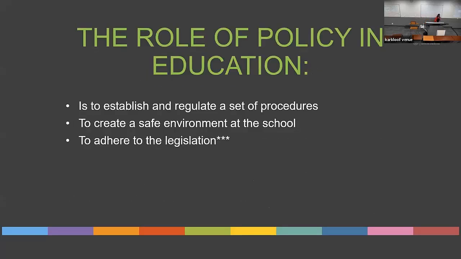Right. So the role of policy in education is to establish and regulate the procedures, to create a safe environment, and to adhere to the legislation. Why do I have an asterisk next to the legislation? I said all of this needs to be in line with the Constitution. If it is not, it can be challenged.